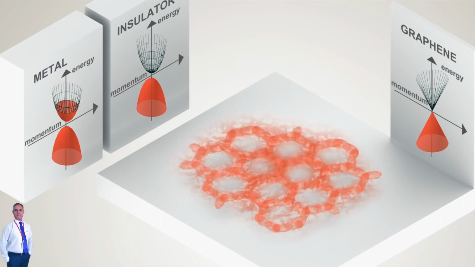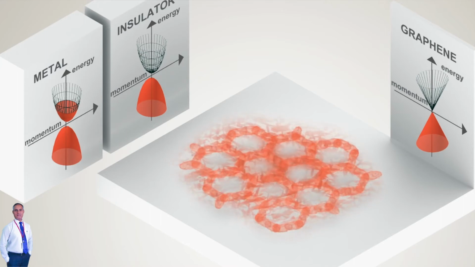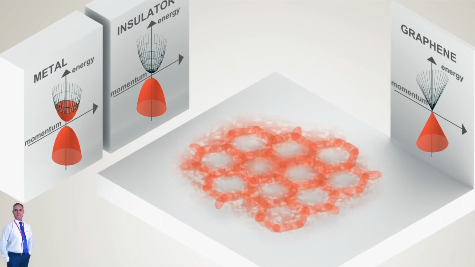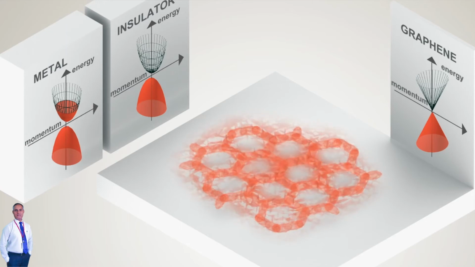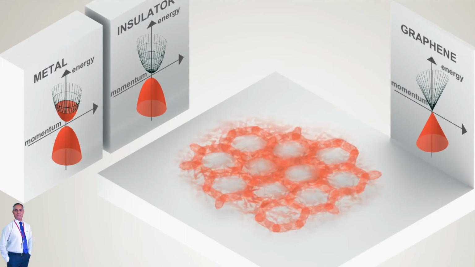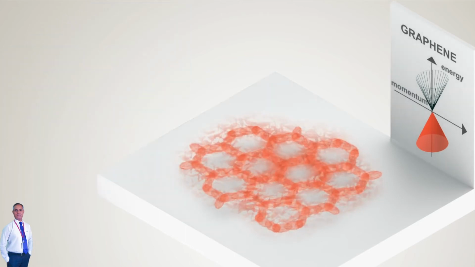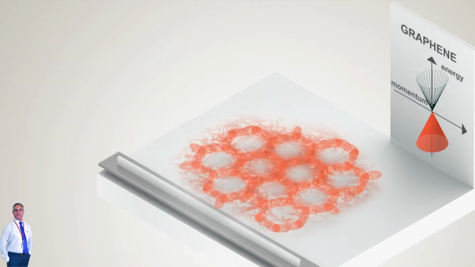Due to these cones, graphene electrons behave in a very peculiar way. They all have the same velocity and absolutely no inertia. It is as if they have no mass, similar to what the theory of relativity predicts for a particle traveling at the speed of light.